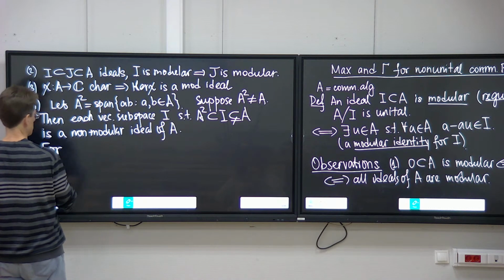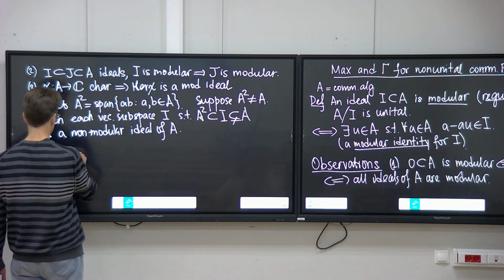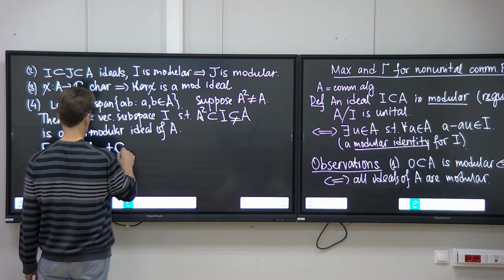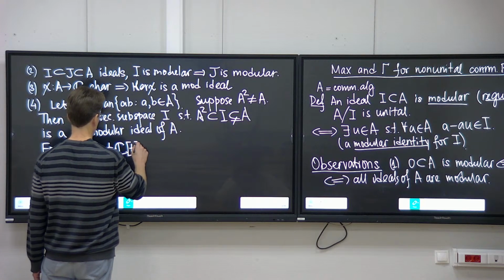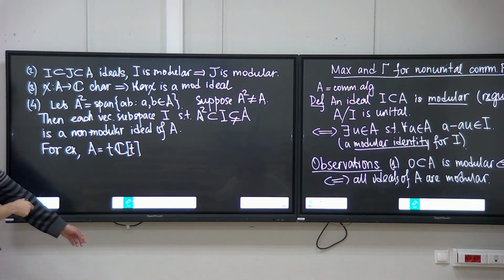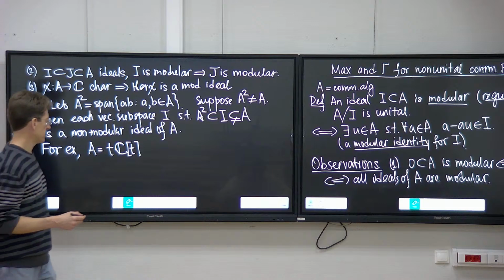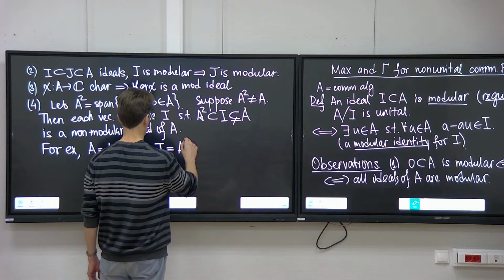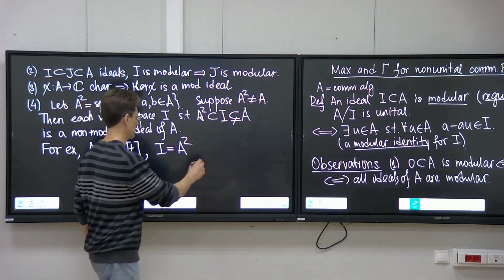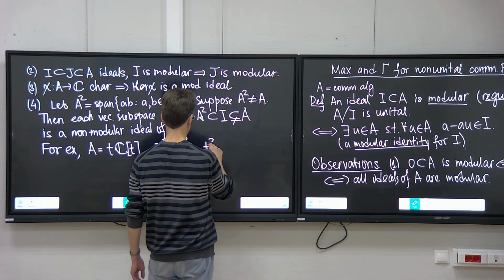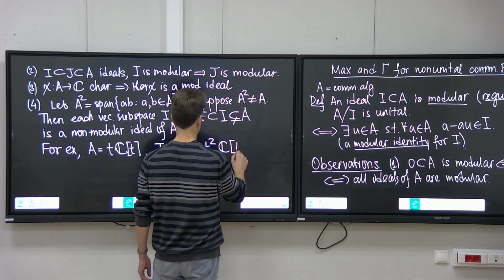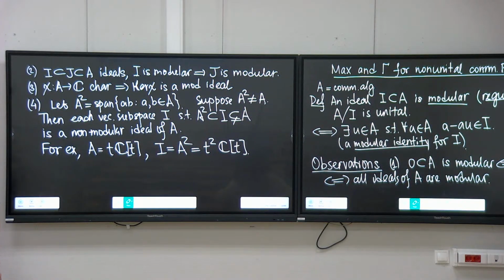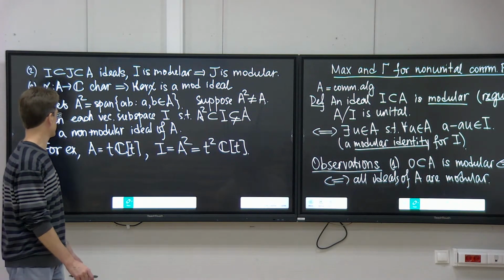And there are many natural examples of such algebras. For example, we can take the algebra of polynomials with zero constant term. And we can take just A squared, which consists of those polynomials which start with t squared. So this is a proper non-modular ideal of it.